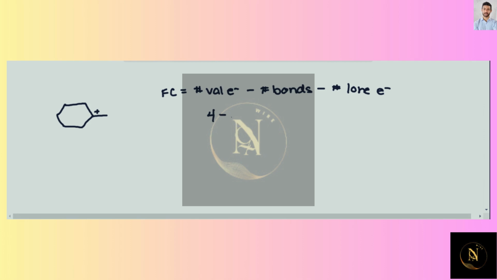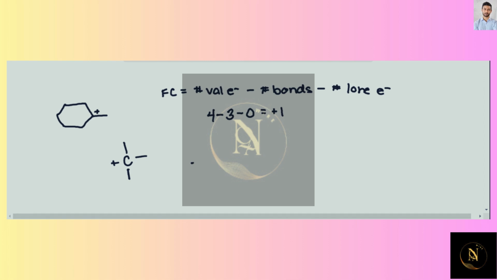Well, if we had 4 bonds, then we would have no lone electrons, and we'd get 0 as our formal charge. But our formal charge is positive 1. So if we consider here that we had 3 bonds and 0 lone electrons, then we can get our plus 1 charge. So that tells us that at this carbon, we actually don't have any bonds to hydrogen or any lone pairs. So a positively charged carbon just has 3 bonds with no lone pairs.